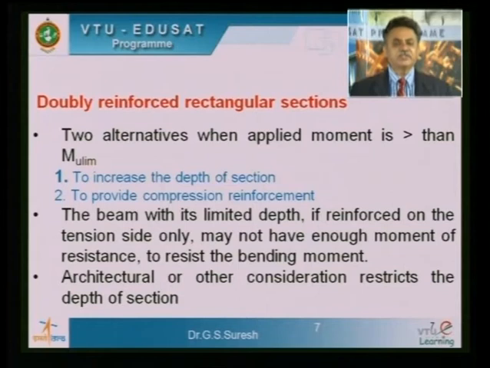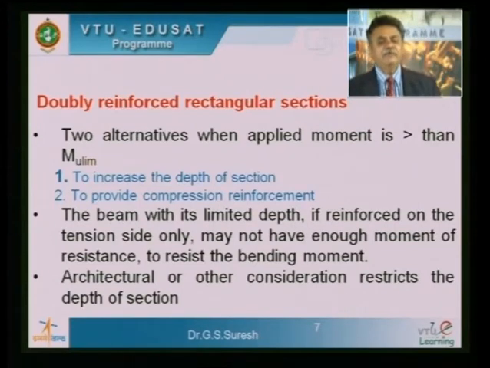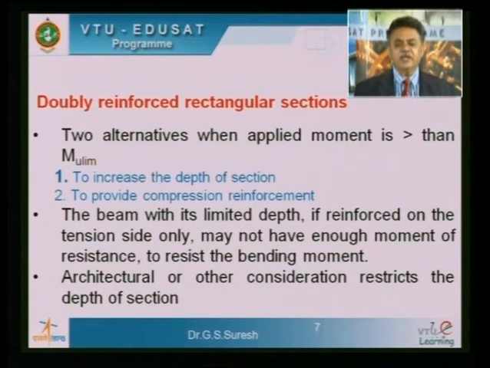One is to increase the depth of the section, and second is to provide the reinforcement in compression zone and allow more couple to form due to the compressive force which is induced in the reinforcement in compression zone. The beam with its limited depth, if reinforced on the tension side only, more and more you cannot provide. You can provide only up to 25%. More than that, it becomes a brittle failure. So you cannot make the section to be over reinforced. So that restriction makes you provide a reinforcement in compression zone, called a doubly reinforced section.